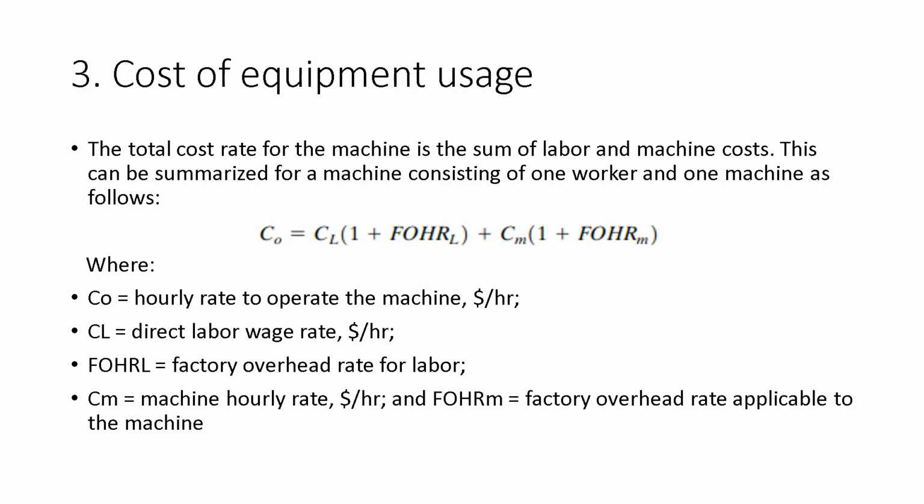Cost and equipment used. The total cost rate for the machine is the sum of labor and machine cost. This can be summarized for a machine consisting of one worker and one machine as follows.